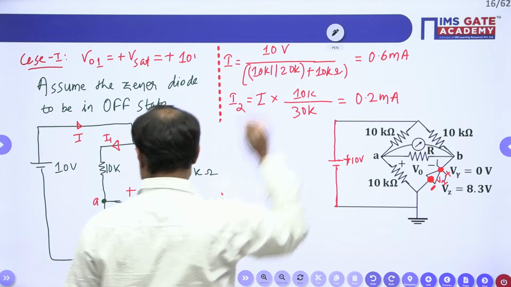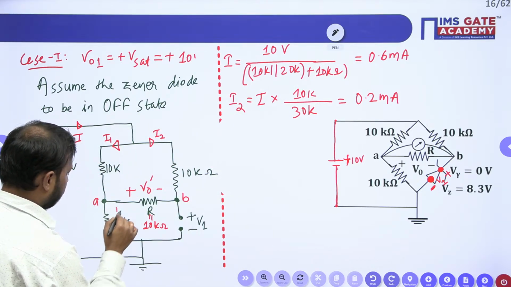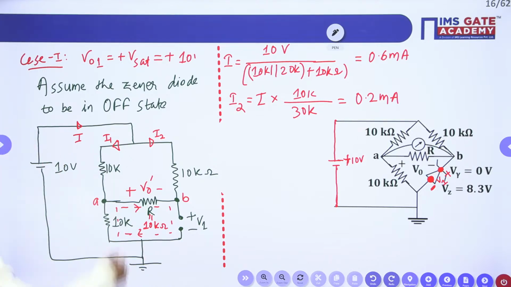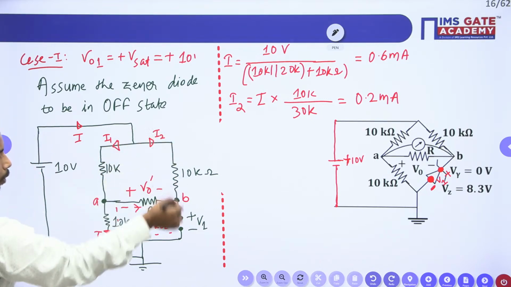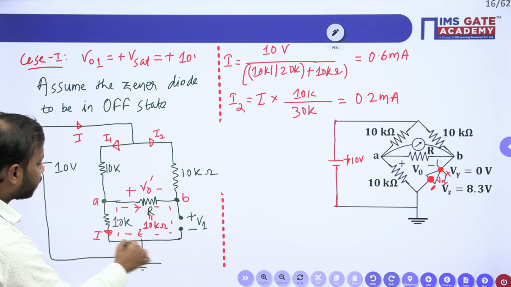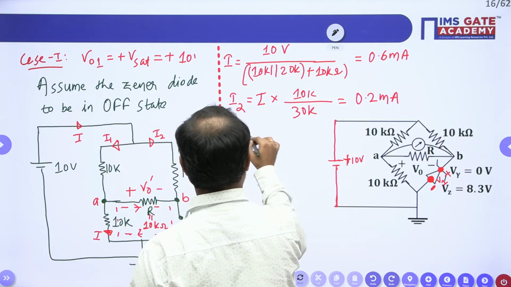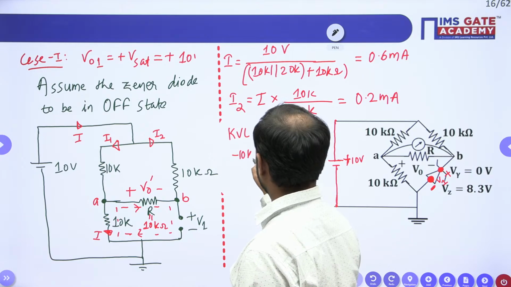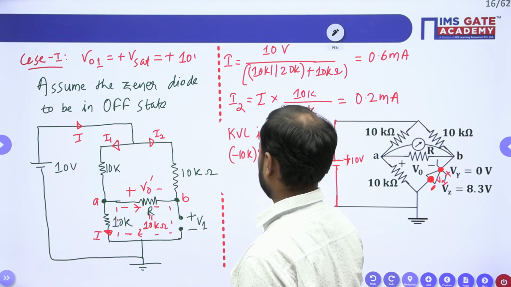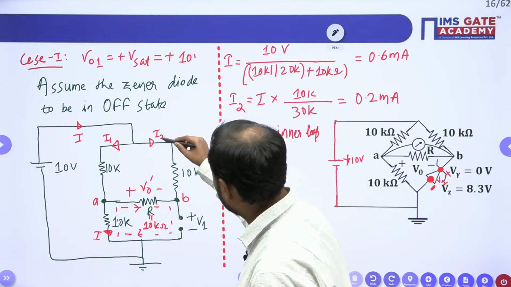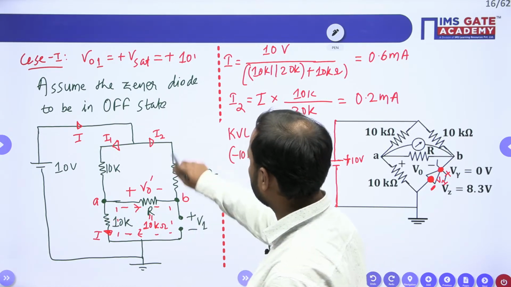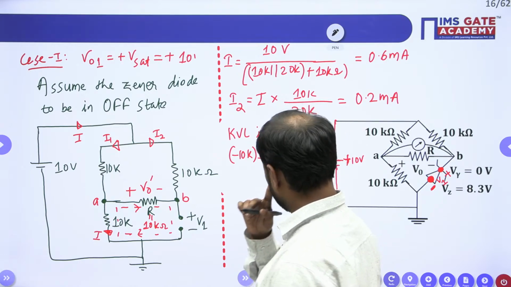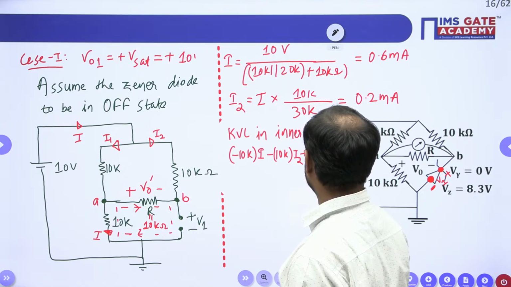All right. Now next, apply the KVL in this path. Here the current I will be in this direction, the total current I, isn't it? Because no current is going here. So my assumption direction and this current direction are both negative. So KVL in the inner loop. What is the inner loop? This loop. So minus 10K into I, and here the I2 current will be in this direction and my assumption direction is opposite to the current, so minus 10K into I2, then plus V1, this is equal to 0.